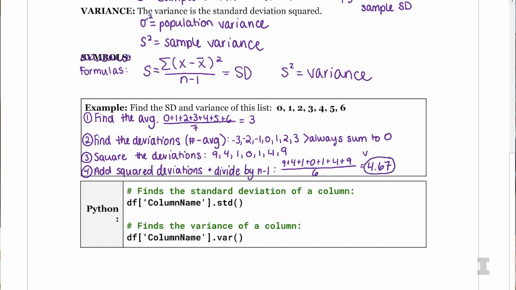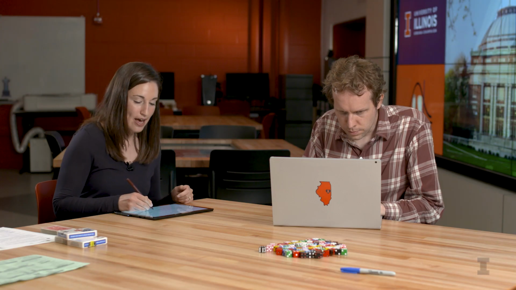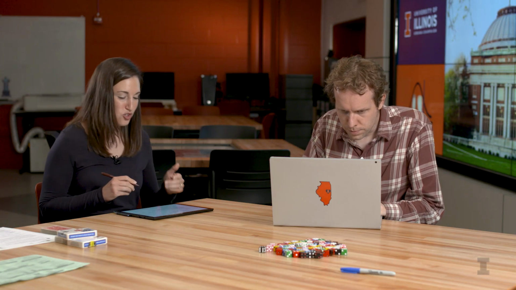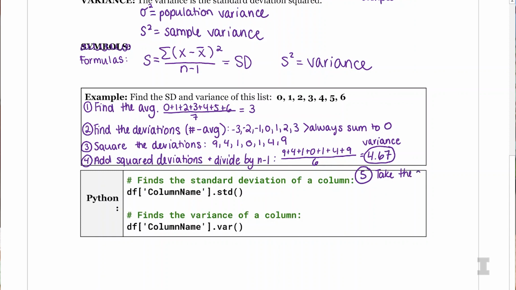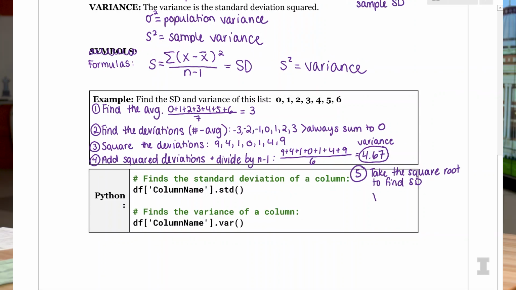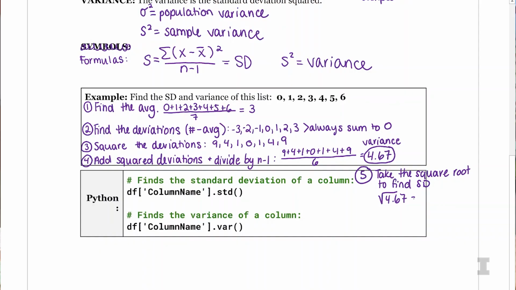And before I do that, I can go ahead and say that this is my variance. So if you get to step 4, that calculates your variance directly. And then the very last step, since we are in squared units, we want to unsquare them basically so that we can get back to regular units, is to take the square root. So I'm going to take the square root of 4.67 to get our standard deviation. And what do I get? I get 2.16. So 2.16 is our sample standard deviation.